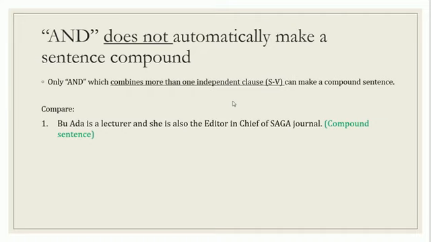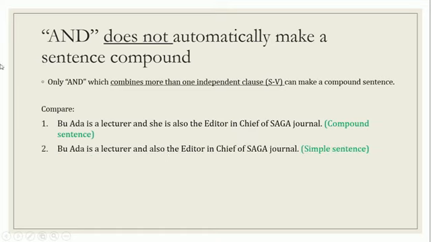The first sentence: Bu Ada is a lecturer and she is also the editor-in-chief of Saga Journal. This is an example of a compound sentence. Why? Here, Bu Ada is a lecturer. This is a simple sentence. And then we have another simple sentence here: she is also the editor-in-chief of Saga Journal. So basically this sentence is combining two simple sentences with the help of the coordinating conjunction and.